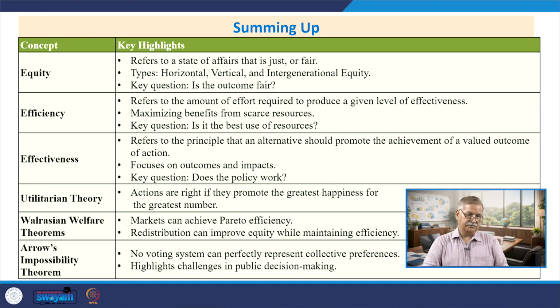Let me now sum up this topic. We discussed here the three concepts: equity, efficiency, and effectiveness. I also introduced the utilitarian theory, then two theories of welfare, then the Kaldor, Hicks, and Scitovsky criteria, and at the end, we also briefly discussed Arrow's impossibility theorem, which clearly indicates no voting system can perfectly represent collective preferences. It highlights the challenges in public decision making.